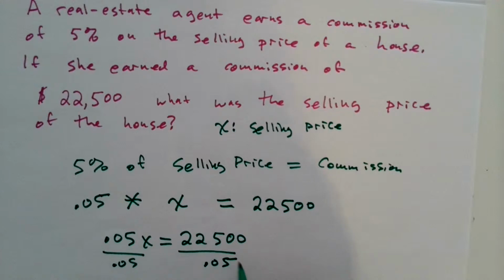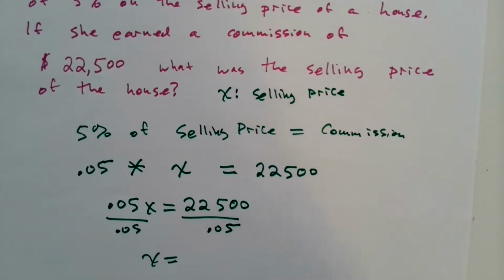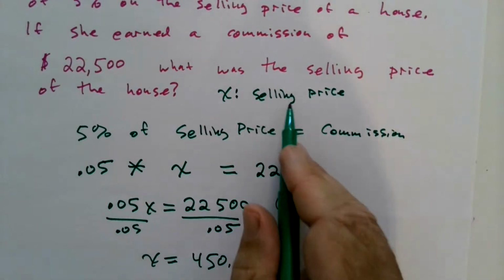Divide by 0.05, divide by 0.05. And I get x equals what? 22,500 divided by 0.05 gives me 450,000. And that's our x, our selling price.